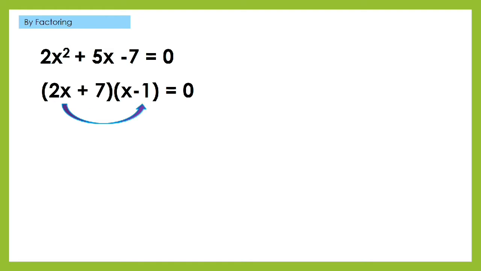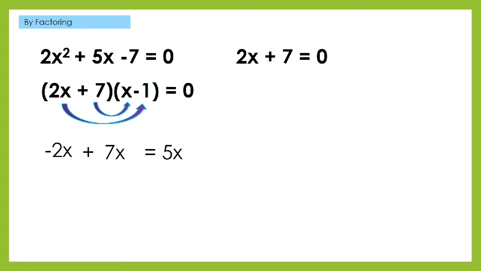Okay, so let's check if makukuha natin yung 5x, kunin natin yung product ng outer terms. Ang outer terms natin ay 2x and negative 1. That is negative 2x. And then kunin natin yung product ng inner terms. 7 and x, ang product ay 7x. Pag kinuha natin yung sum ng product ng outer terms at product ng inner terms, dapat ang lalabas ay yung nasa middle term, which is 5x dito. Okay, so negative 2x plus 7x is equal to 5x. Therefore, our factors are correct.